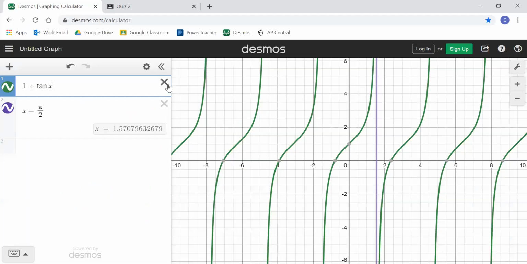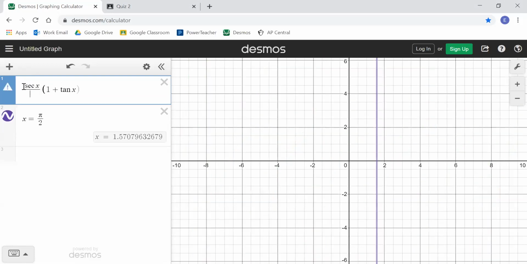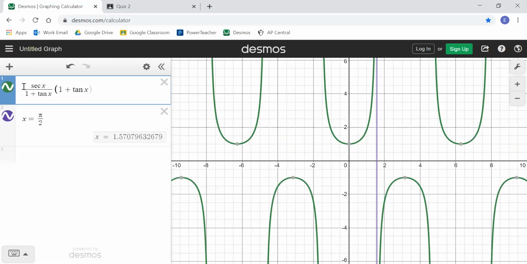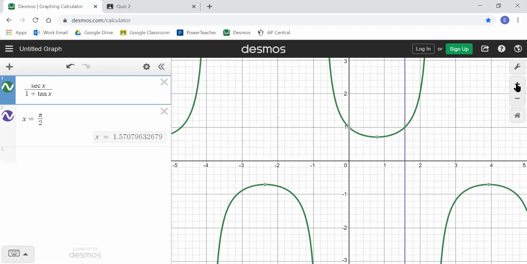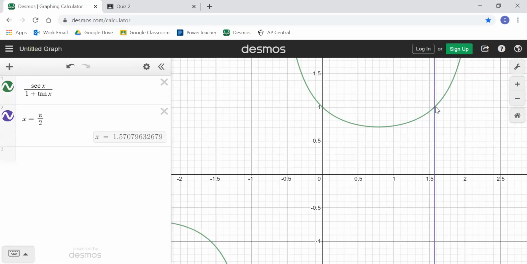And if we were to look at secant x over 1 plus tangent x, as x goes towards pi over 2, sure looks like we are approaching 1, doesn't it? Even though we know that that point doesn't technically exist, because we can't plug in pi over 2, it sure looks like it's approaching 1. Everybody agree with that? Yeah. All right. Any issues there?